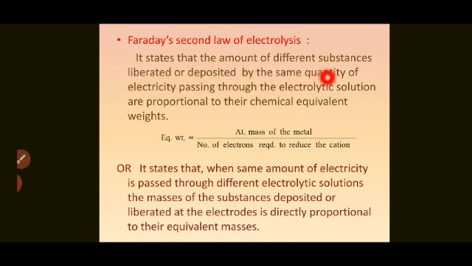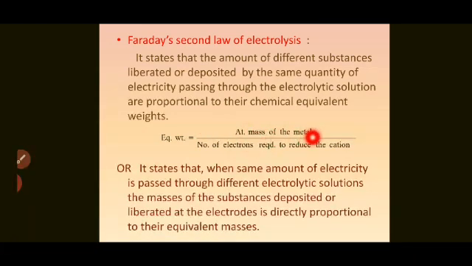Same amount of electricity or same quantity of electricity is passed through different electrolytic solutions. Then in that case, the amount of different substances liberated or deposited are proportional to their chemical equivalent weights. So how are these equivalent weights calculated then?